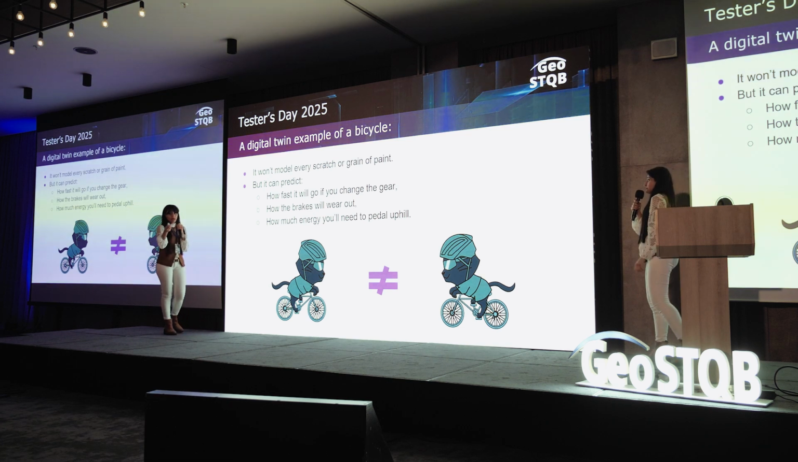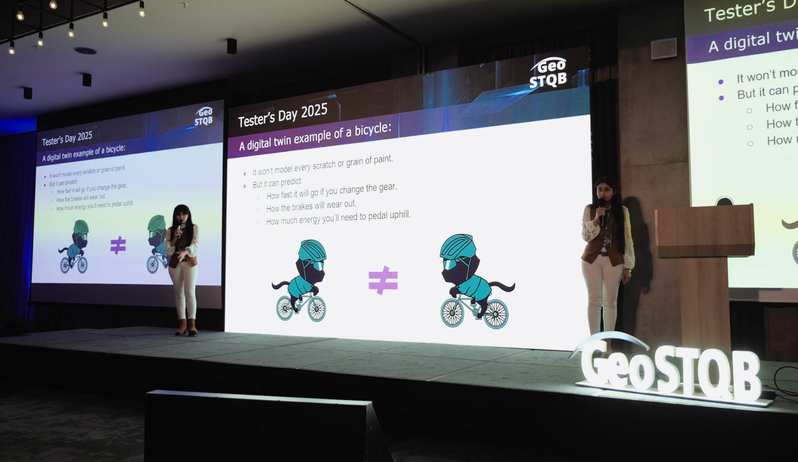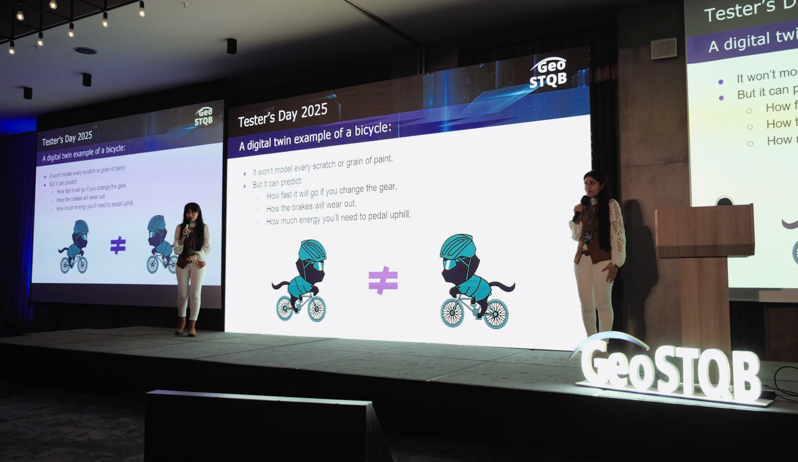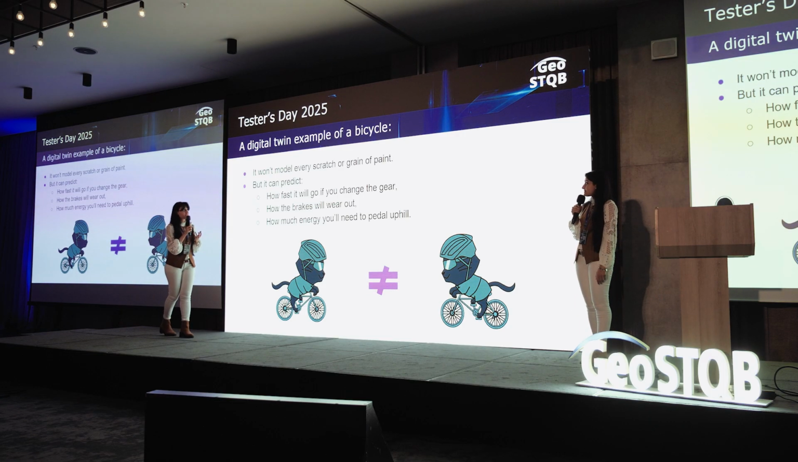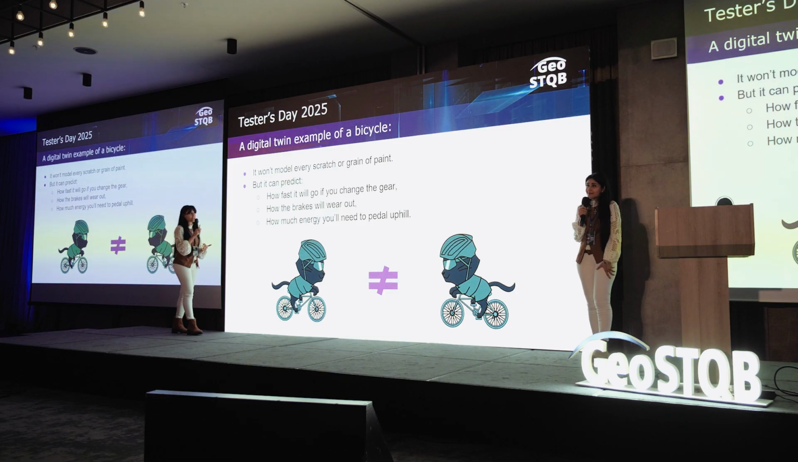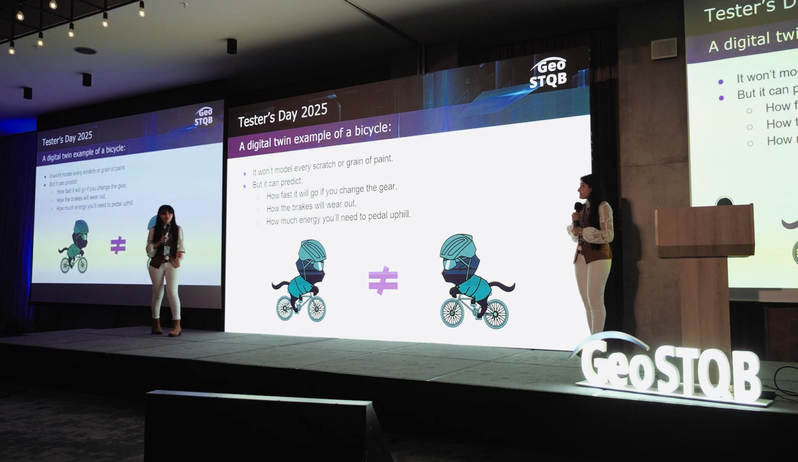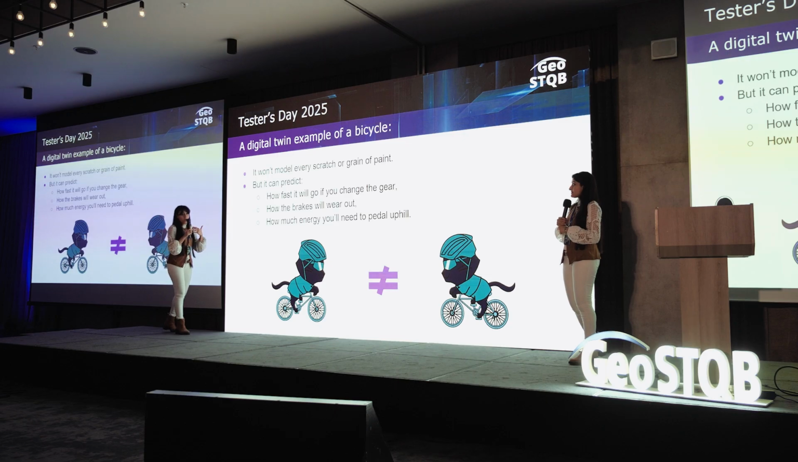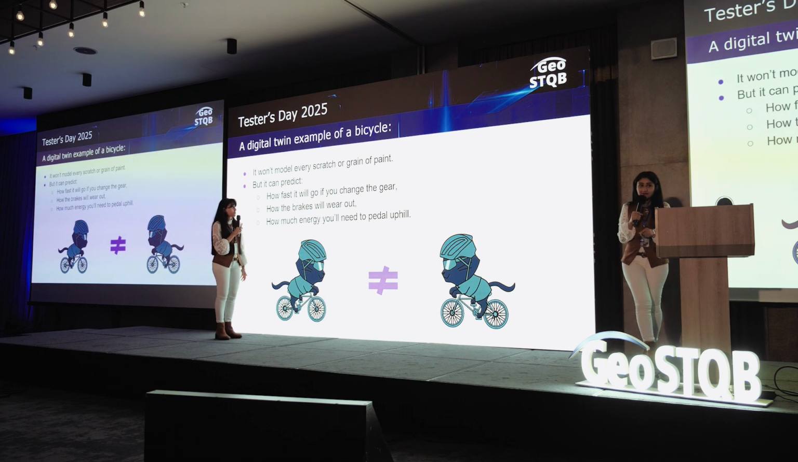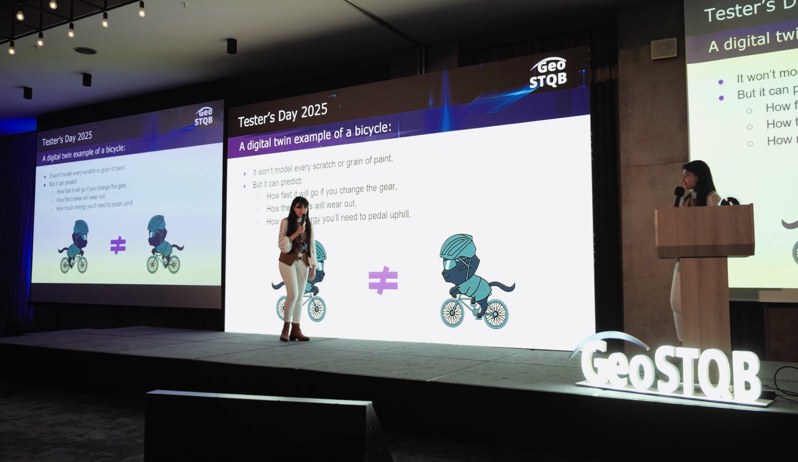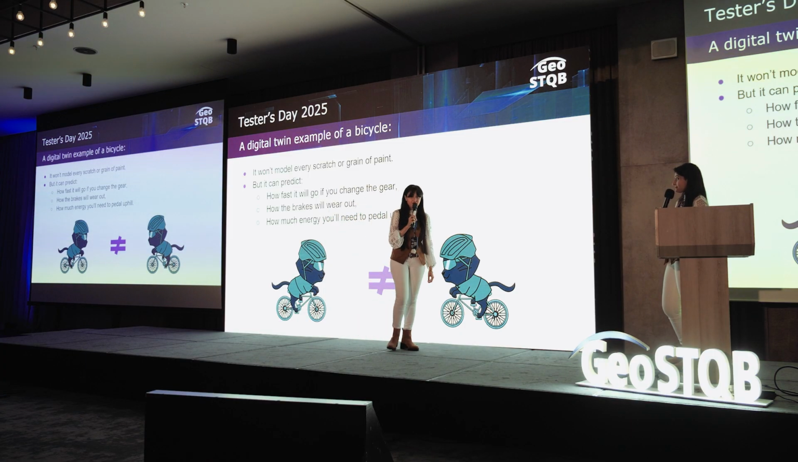For example, we have a real bicycle and a digital twin bicycle. Of course, they will not be exactly the same, but the digital twin bicycle will somehow help in order to give us some info. For example, it will at least predict how fast it can go if we change the gear, how the brakes will wear out, or if we need to pedal uphill, how much energy will be needed. So we can just say that it's a very useful guide, and it helps us make decisions instead of being just a flawless mirror.